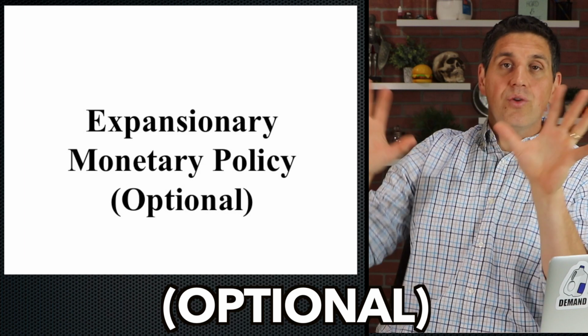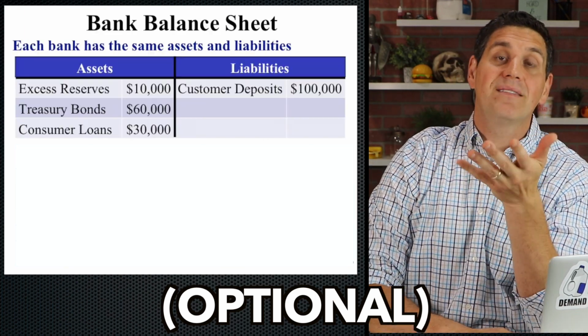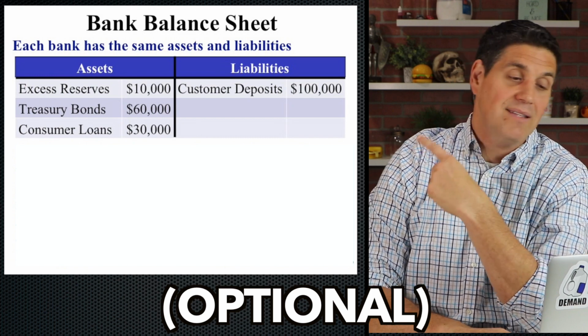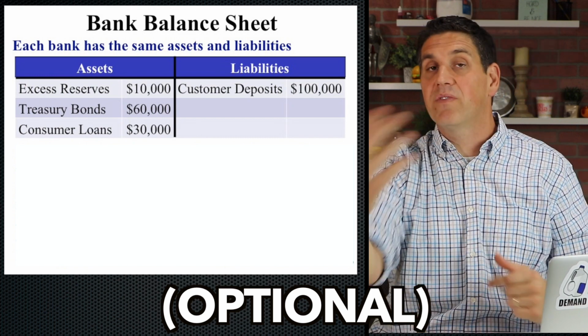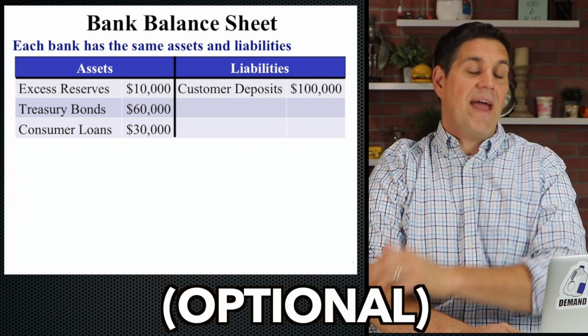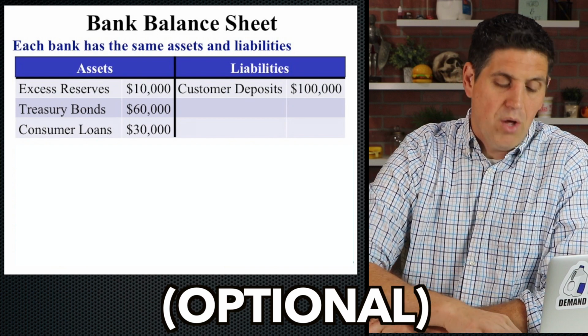If you're not already confused enough, I have something else that you can add on. This might actually help you solidify other concepts that students have learned. It has to do with expansionary monetary policy. So take a look. I tell the students, all right, we're going to run the activity in a second. Before we do so, each bank has the same bank balance sheet with assets and liabilities. And you can see the liabilities is $100,000 people have deposited into this bank, and they have excess reserves of $10,000, treasury bonds of $60,000, and consumer loans of $30,000.